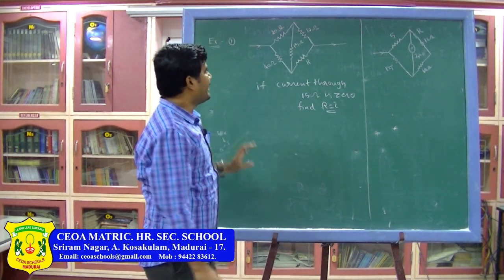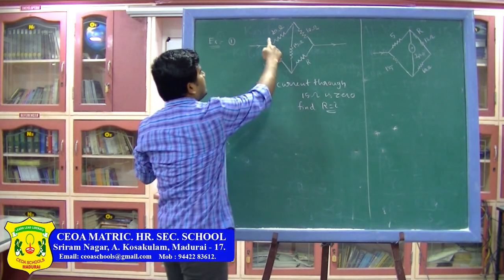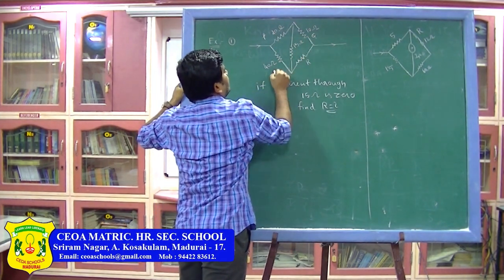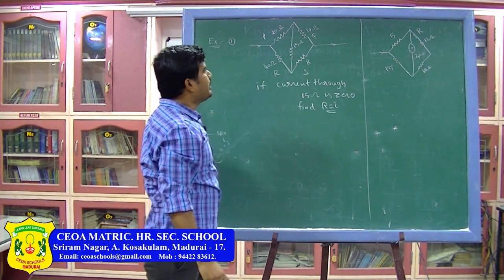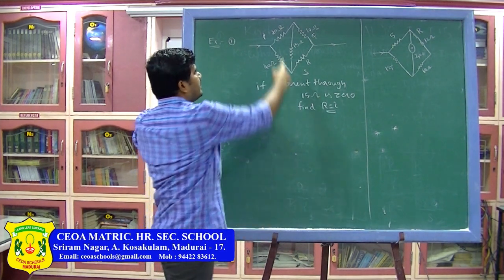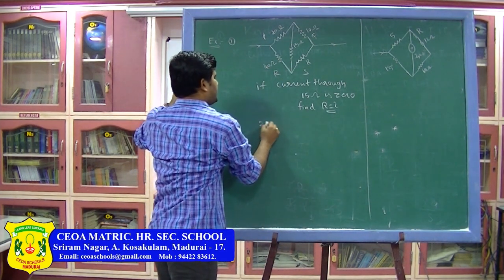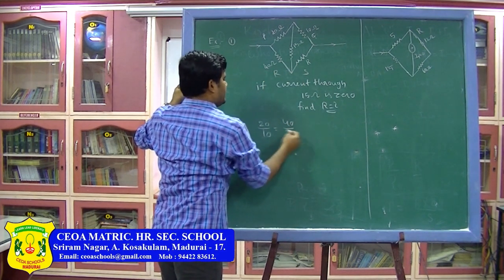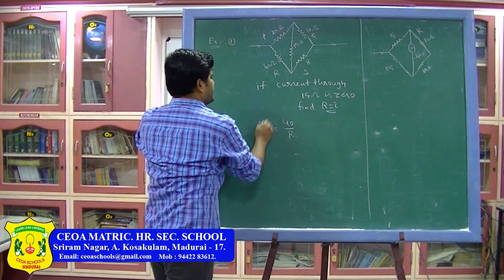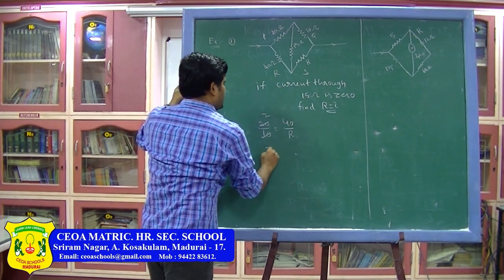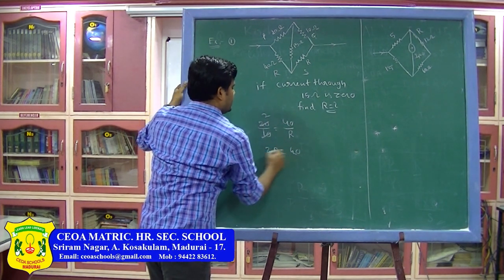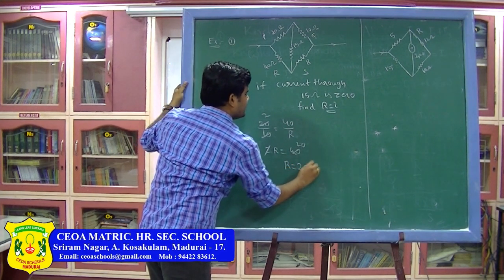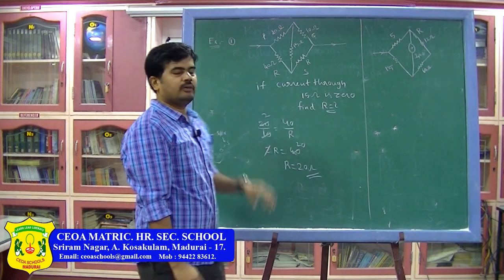Now, using that balancing condition we know, P by Q is equal to R by S. So, this is the P value and this is the Q value, R and S. Taking P divided by Q, that is 20 by 10 is equal to 40 by R. Then solving this for R, you get 2 equals 40 by R, then 2R is equal to 40, then R is equal to 20. Therefore, the required value of resistance is 20 ohm. So, this is how you can do the problem.